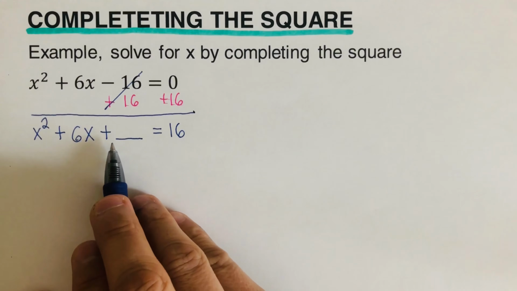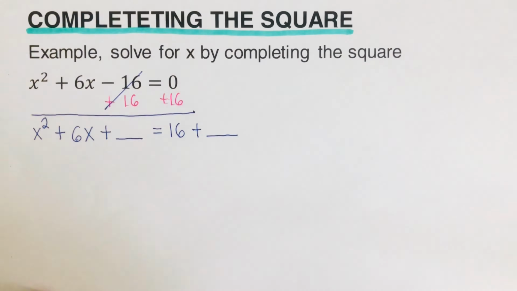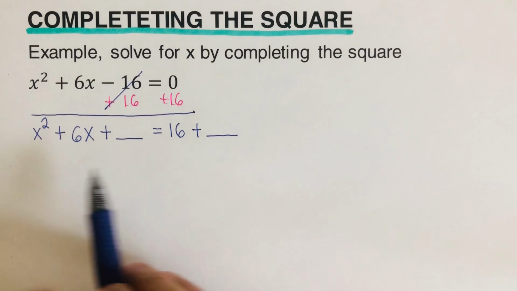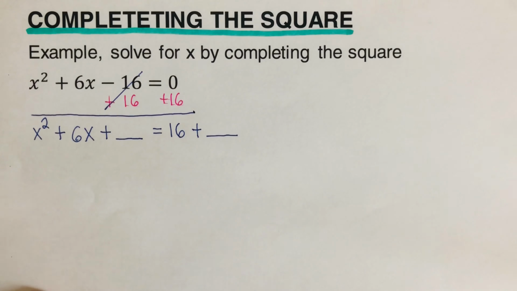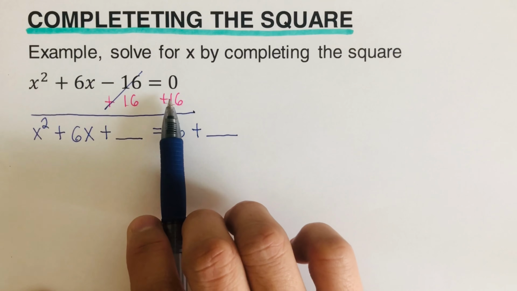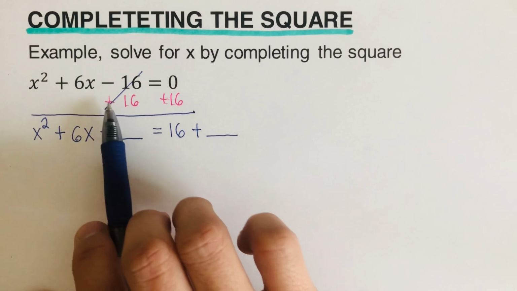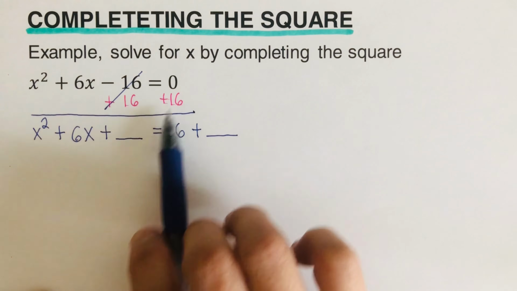Since I added a blank on the left side, I will add another blank on the right side, however the equation looks like. This is the first step that we need to do. Again, you are going to put the constant into the right side of the equation by either adding or subtracting. In this case, since this is a negative 16, I'm going to add plus 16 to both sides.